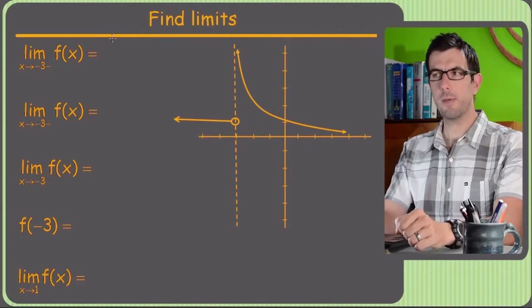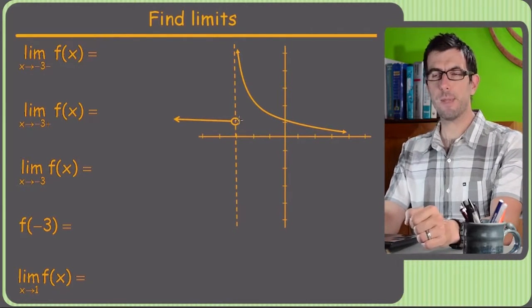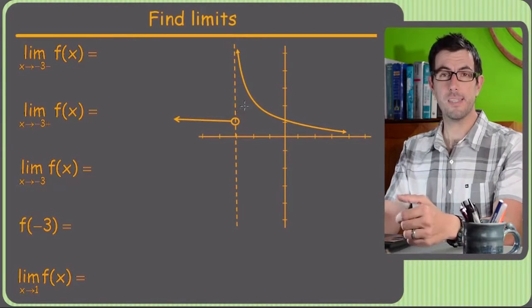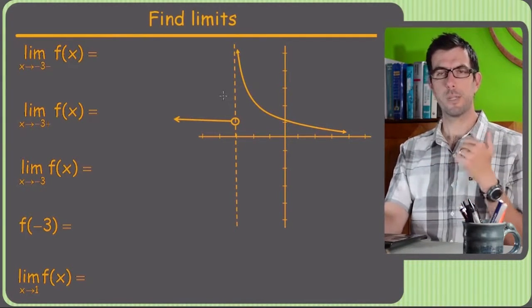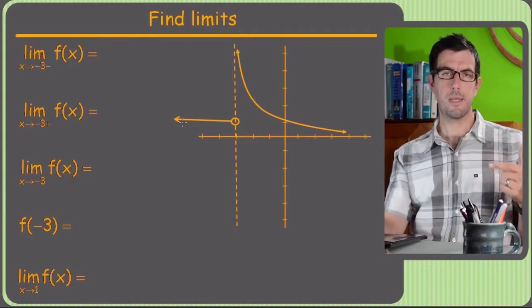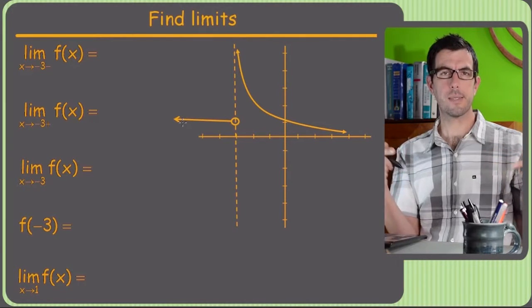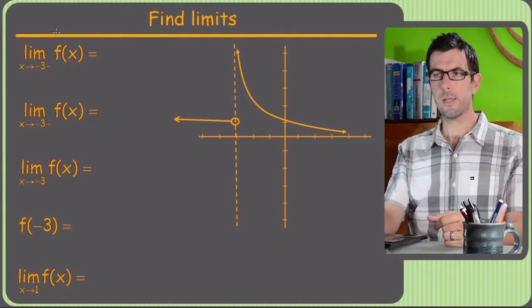All right, one more funky one. Now you can see on this one we got an open dot, we got an asymptote, which means this thing is shooting off to infinity and stuff. Pretty crazy, but we're just going to follow our rules. Left-handed, right-handed, and then if you want neither left nor right, they've got to match up. So let's take a look at it.